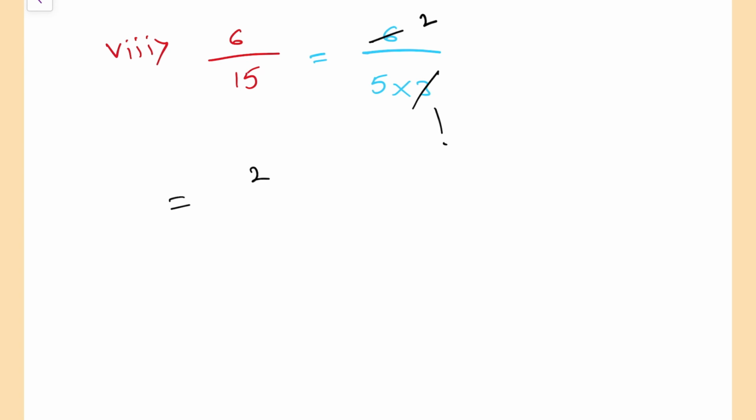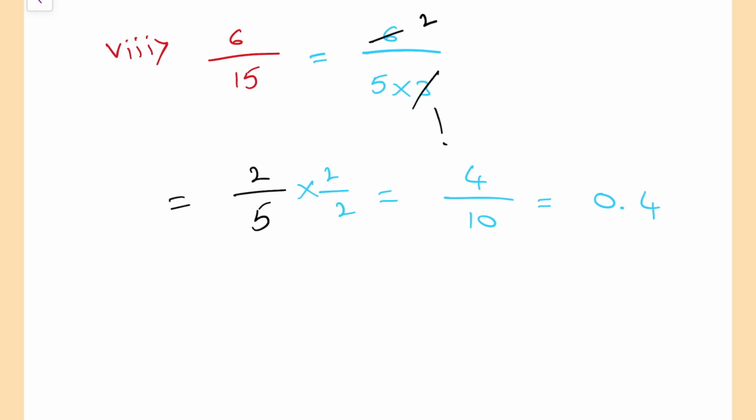Next, question number 8. The question is 6 divided by 15. So that is equals to 6 by, the denominator 15 can be written as 5 3s are, 3 1s are, 3 2s are. So finally we remain with 2 divided by 5. In the denominator 5 is there, so we need to multiply and divide by 2. 2 by 2. That is equals to 2 2s are 4 by 5 2s are 10. What is 4 by 10?